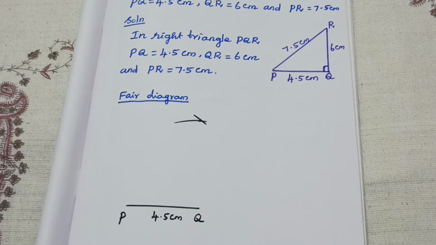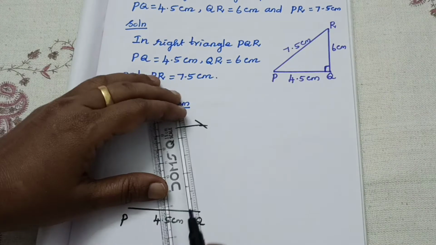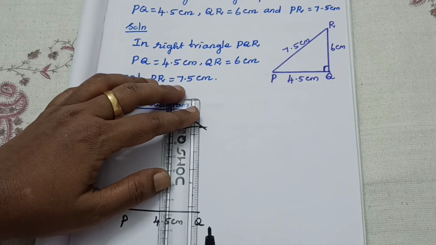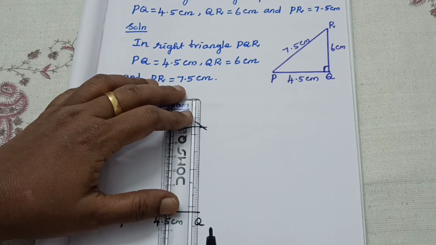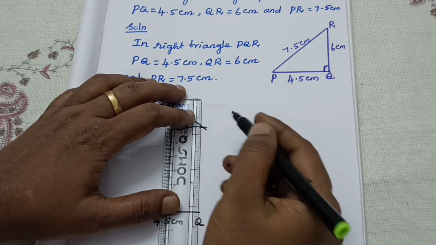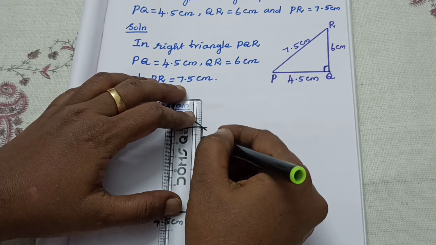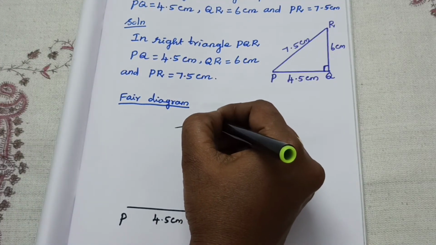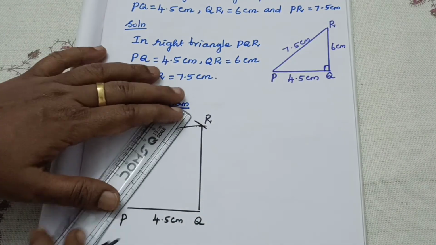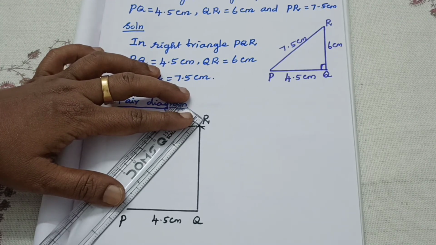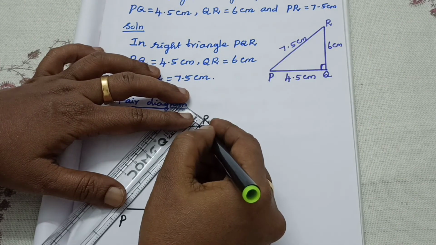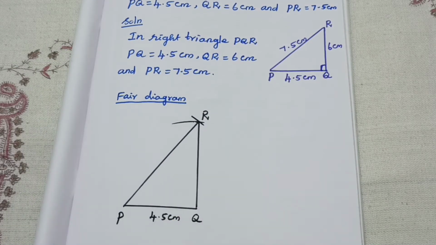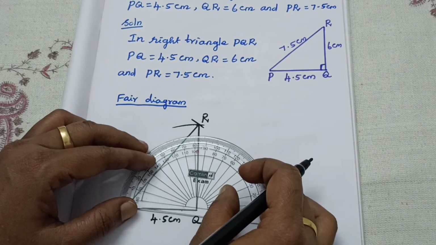Then afterwards you join these points. Draw QR. Then the Q point we got, isn't it? The place where these two arcs intersect is what? R, isn't it? R. Then afterwards join P and R. Now we got it. Shall we check whether we get 90 degrees here?